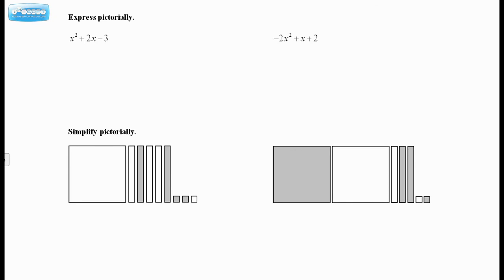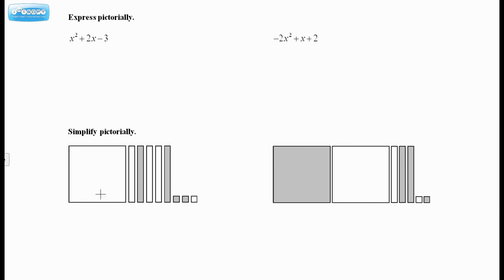Express pictorially. I have a trinomial here, x squared plus 2x minus 3. We're just doing the opposite. We're being given a polynomial in algebraic form, and we just want to draw some tiles. So I have an x squared tile. It's positive, but I only have one of them. Let's see here, get my shapes on the go. I'll do that.